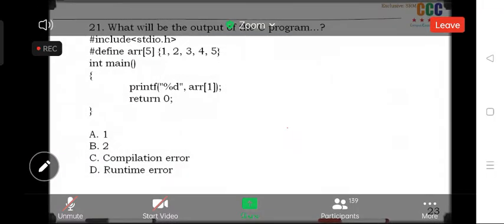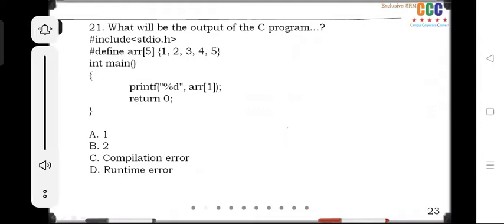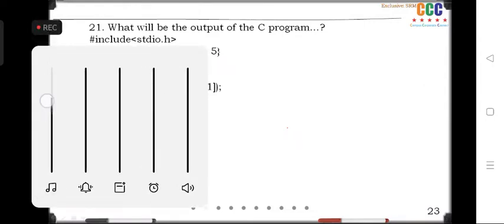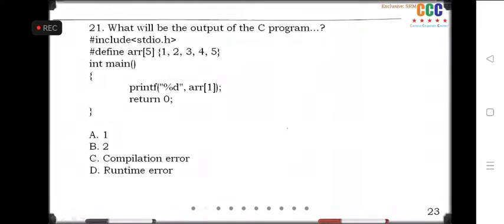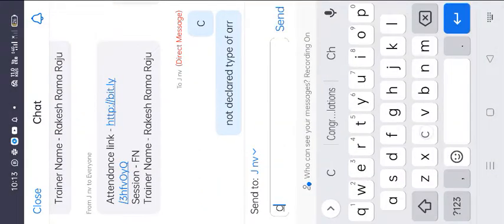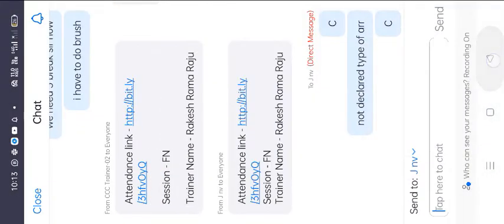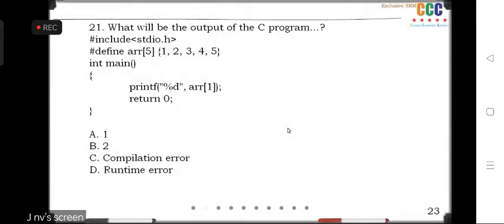Not declared the type of ARR. After such a complex question, now finding the element. Some people are saying it is B. Now finding the element and index. Lakshmi, is that really that much easy? Not declared type of array. Hence the answer is what?